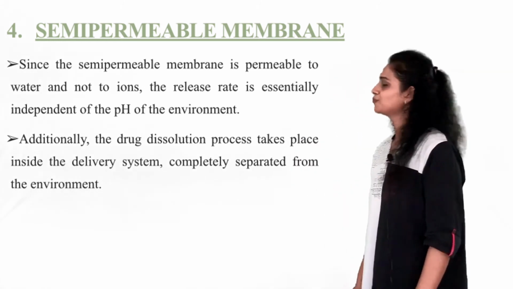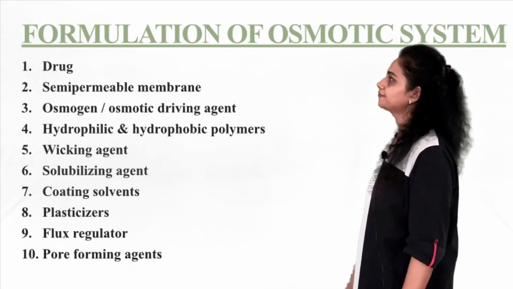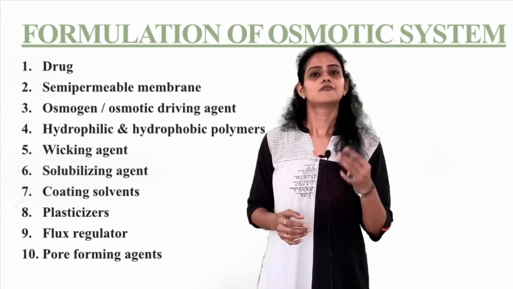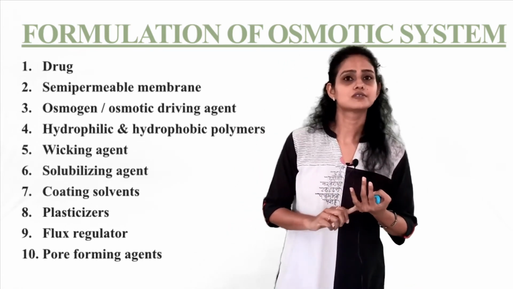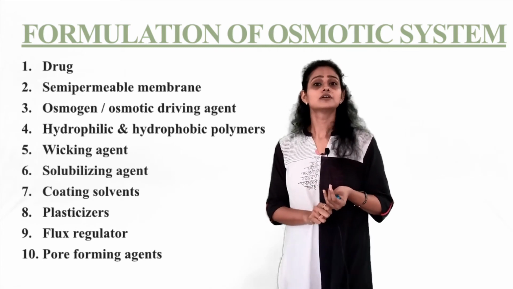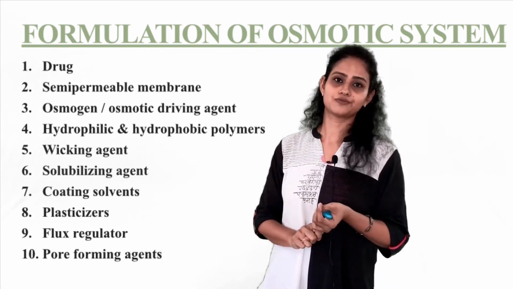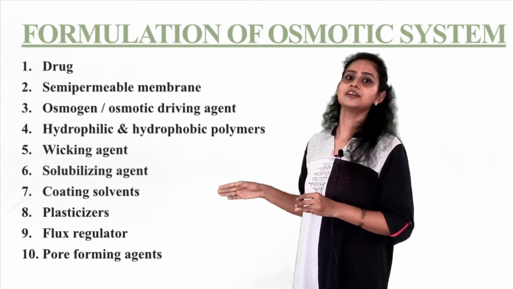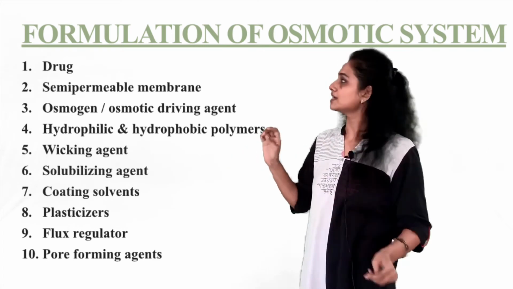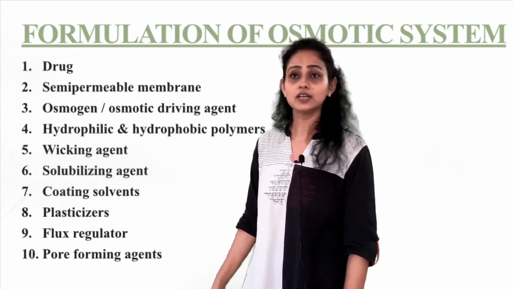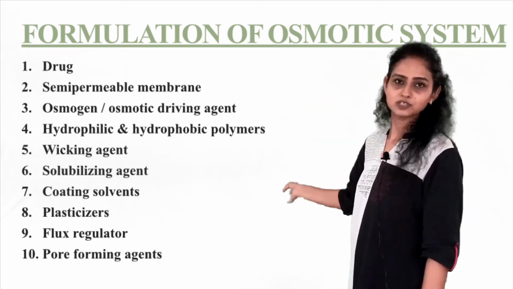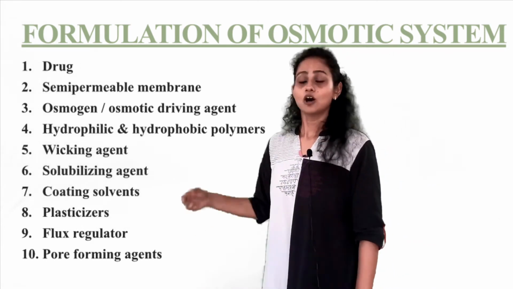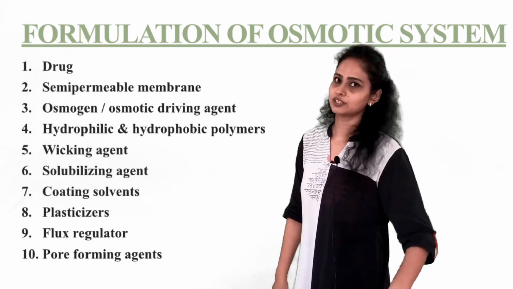The next part is the formulation of osmotic system. If we look at the formulation, there are 4 important parameters. First is drug, the second is osmogen, third is semi-permeable membrane, and fourth is delivery orifice. These are the 4 factors. Now, these are the different parameters which we can add into the main system. The important part is that the drug has to be there. With that, we can add different excipients. The first excipient which we can add is osmogen. We have already discussed what osmogens are and how they work.